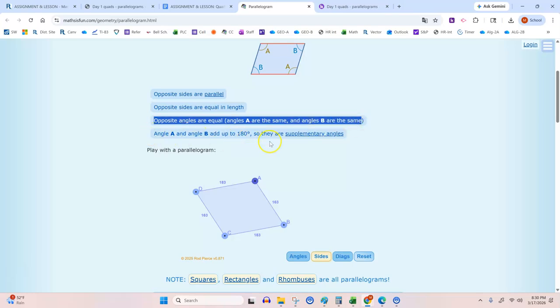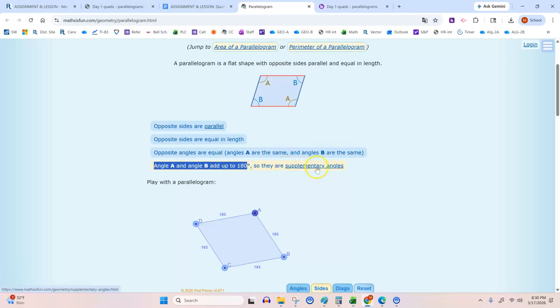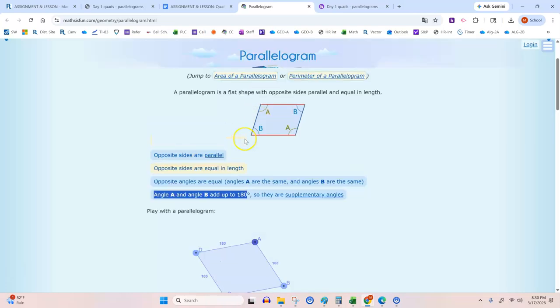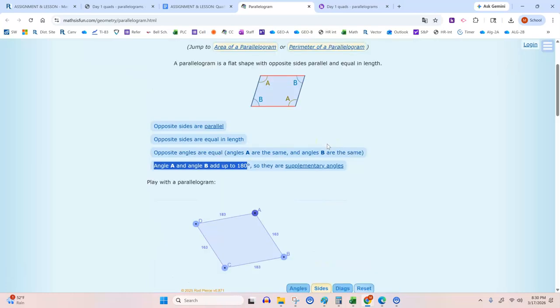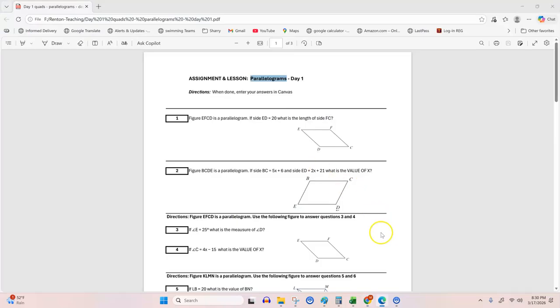okay? But angle A and B add up to 180, so they're called supplementary, if you remember from that. If they're right next to each other, they're called adjacent angles, okay, adjacent. And if they're opposite, they're equal. So you see this angle here is opposite that. It crosses the parallelogram, they're opposite. Next to each other are adjacent. If they're adjacent, they equal 180. A plus B equals 180, etc. So what about these over here?